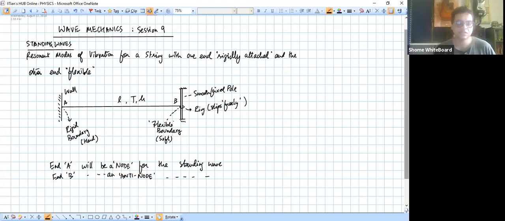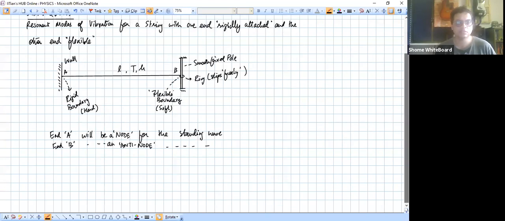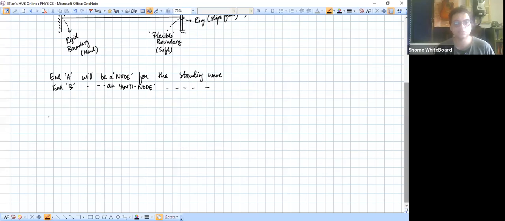So in transverse waves, standing waves are only possible in this kind of situation where a thread has two boundaries on either end. Either both ends are rigid, or one end is flexible and the other end is rigid, or it can even be a situation where both ends are flexible. Even that is possible. So anyway, let's understand what kind of modes are possible over here.